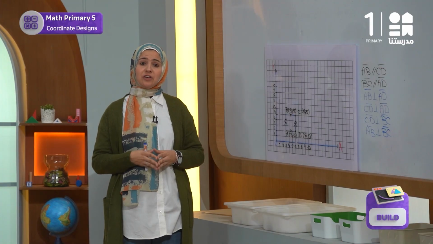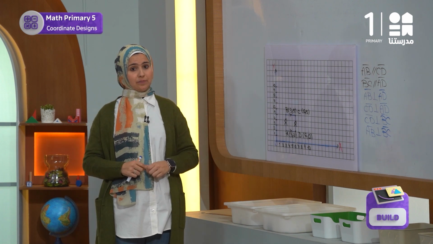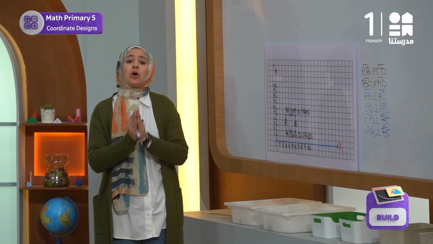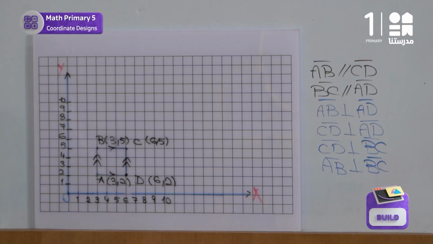Now, as long as the figure has perpendicular sides, the polygon we drew has right angles. Finally, they decided that the polygon is a square, which is actually the correct answer. So it is actually a square.